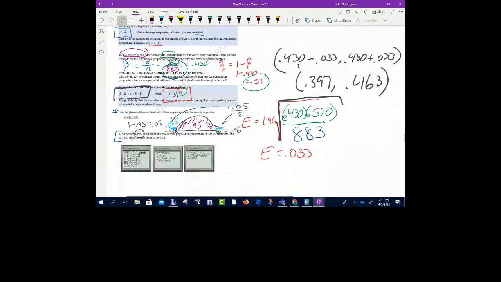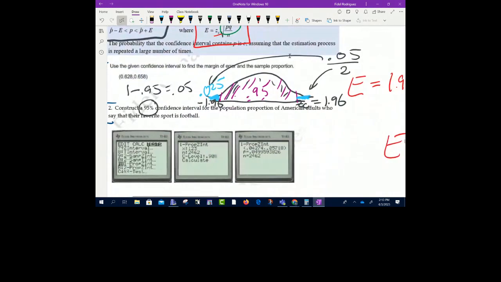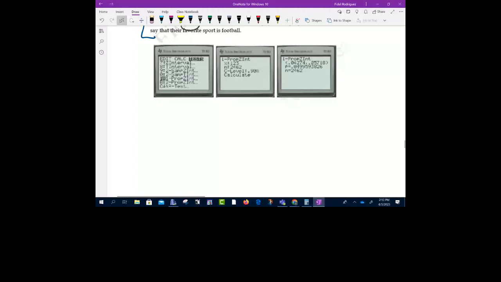But I always try to show you guys one problem where we do it manually, just so that we don't forget what it is we're trying to find. When we're making that confidence interval, we're looking for those bounds so that the area on the inside is 0.95, right? That's what we're really trying to find here. But there's obviously a way we can do this using our calculator, and we're going to do that over here with these next couple of problems.